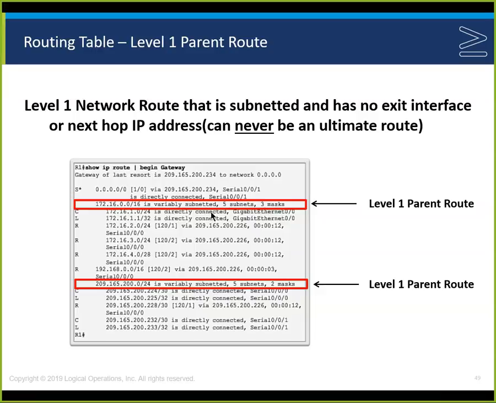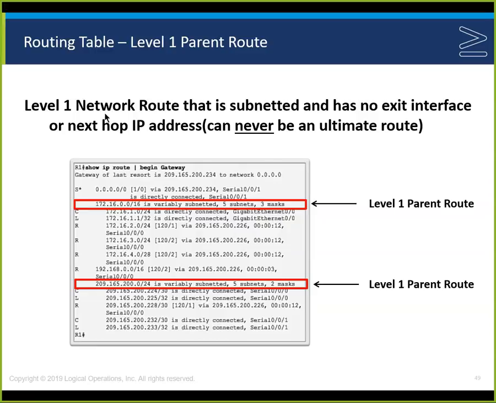So level 1, 172.16, variably subnetted. We have it below, and then the level 1 parent route here, the 209. We changed, we're looking at a different location. Variably subnetted into 5 subnets: 209.165.200.30, we have the 32, we have the connected and then the local, and then the RIP route, connected and the local. So all of those are listed here. It is the parent route.